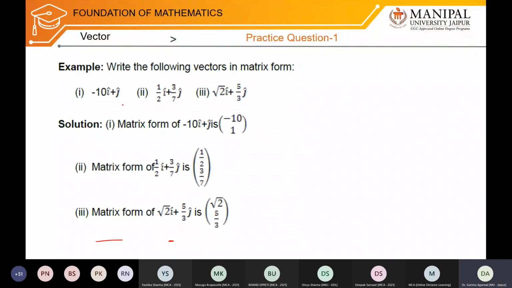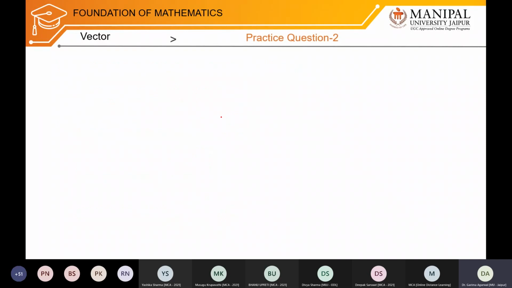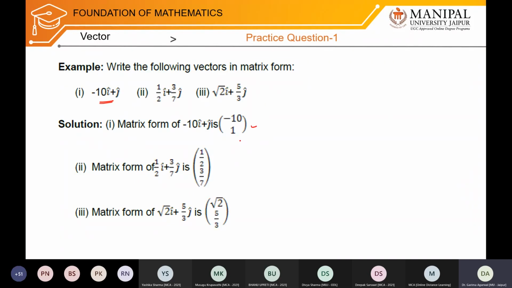Here we have some examples how we can represent the vector in matrix form. Like I have a vector minus 10 i cap plus 7 j cap, that can be written as minus 10 and 7 in the column. This is the matrix representation. Similarly for the second one, 1 by 2 and 3 by 7. For the third one, root 2 and 5 by 3. No need to write i cap and j cap while representing the vector in matrix.